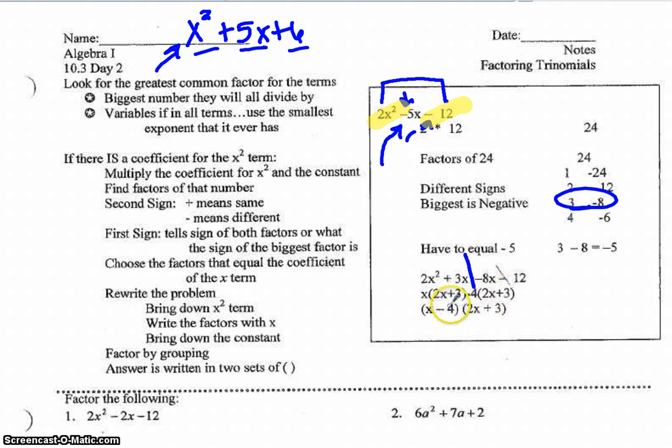You've done this before. This is our factor by grouping. 2x plus 3 is the same, so I write it as one set of parentheses. X and minus 4 go together for the other set. Here's your answer.